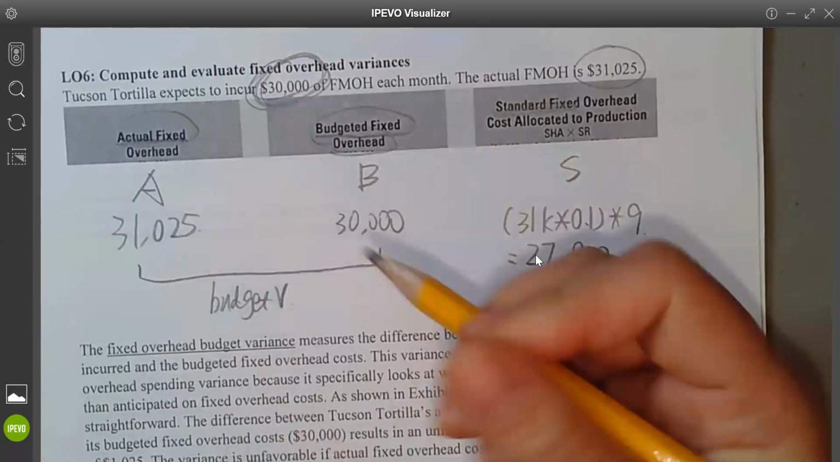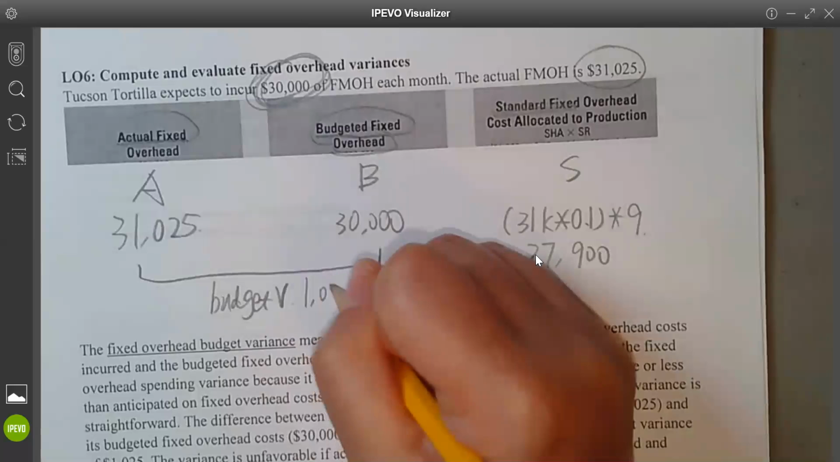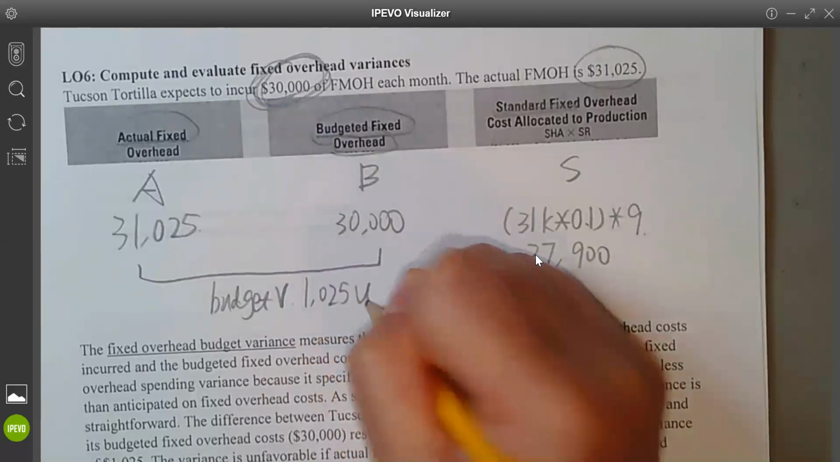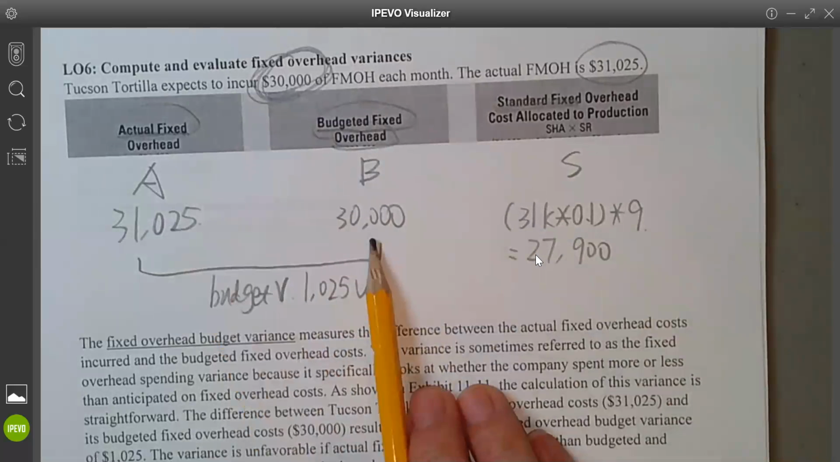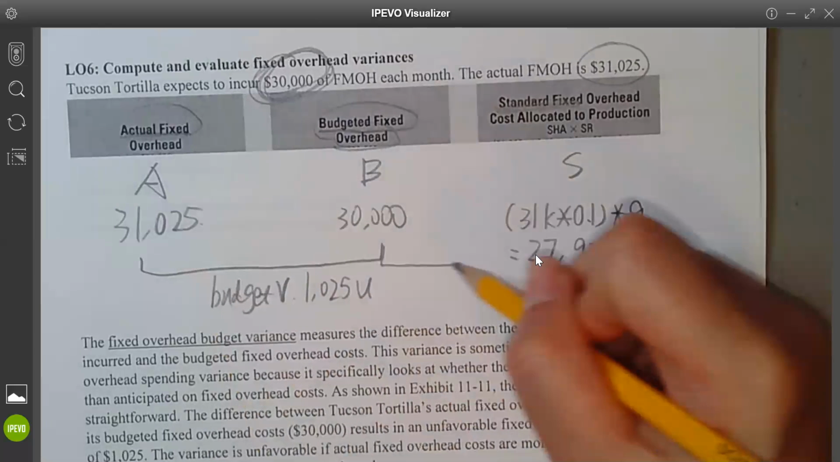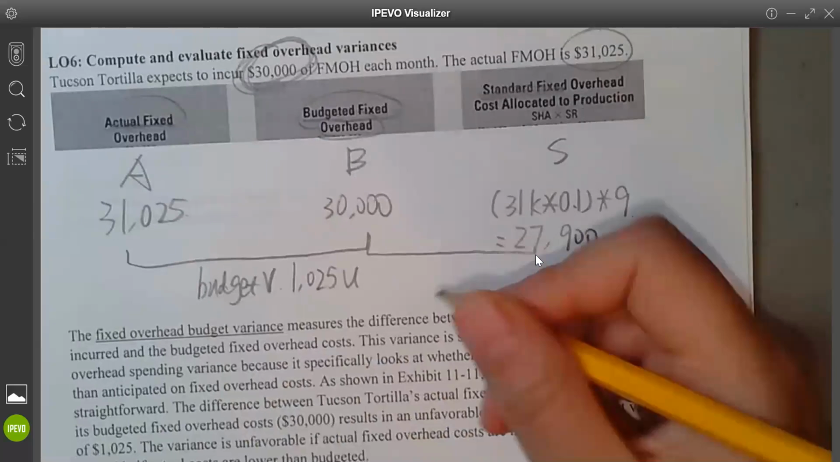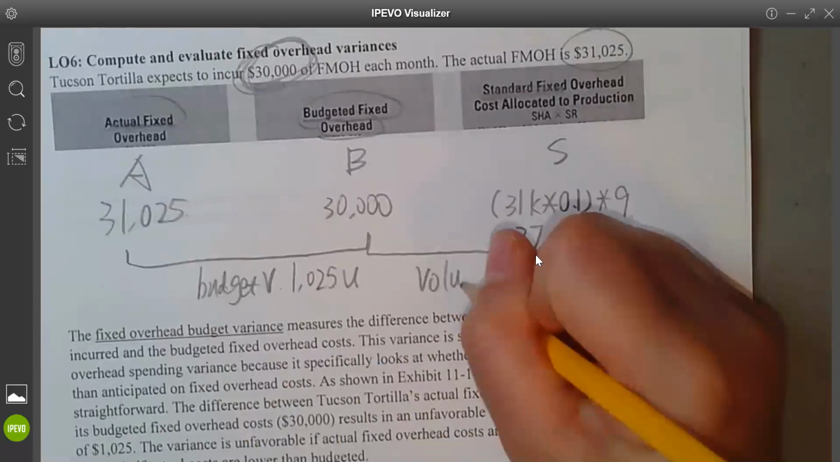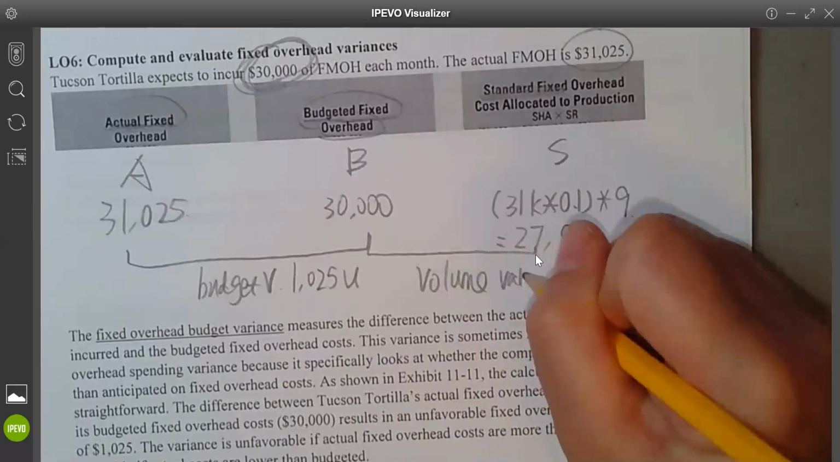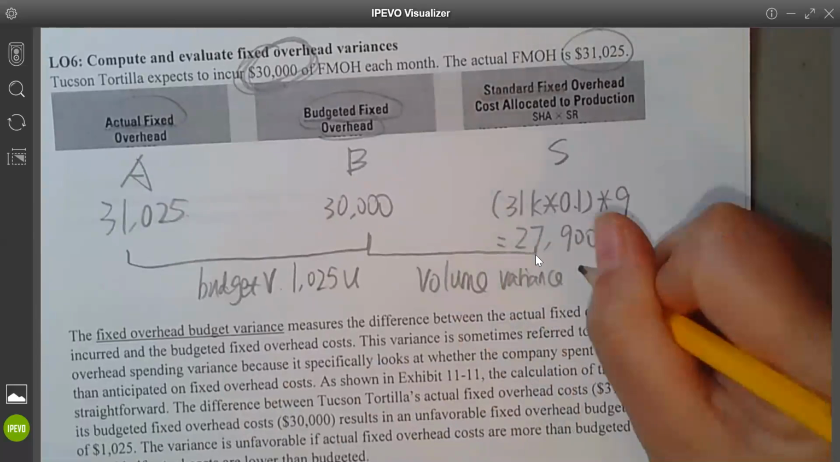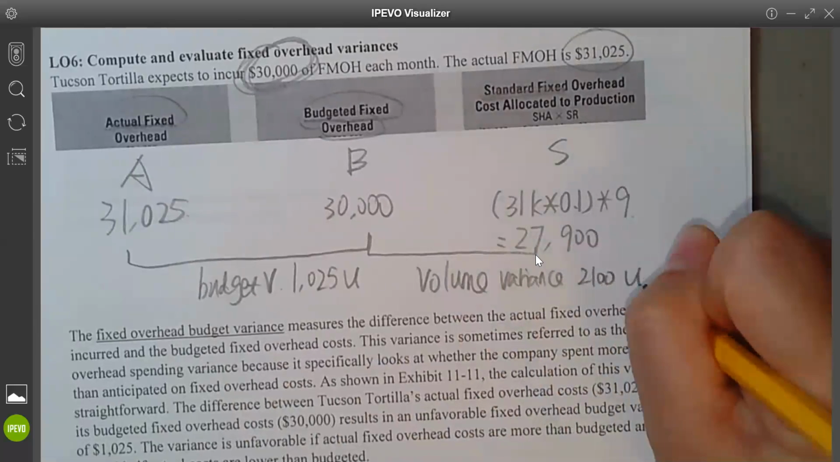The difference of actual and budget, we call it a budget variance. It's $1,025 unfavorable. Your actual is more than the budget. The difference between our budget and the standard cost allowed, we call it a volume variance, and this one is $2,100 unfavorable.